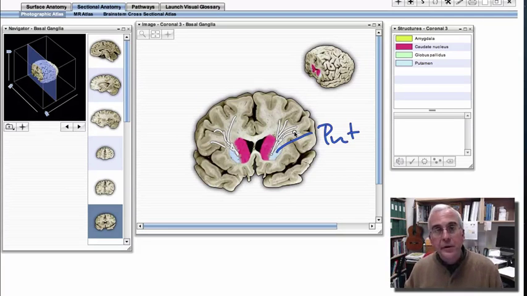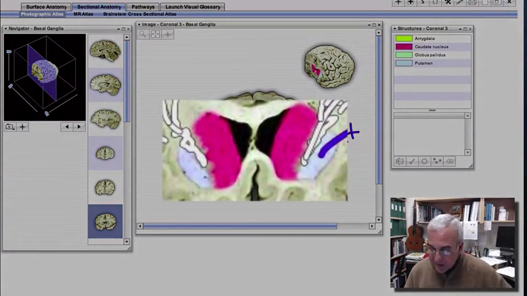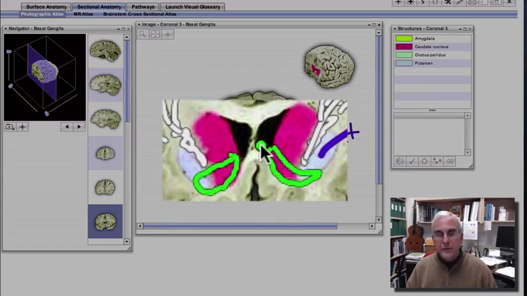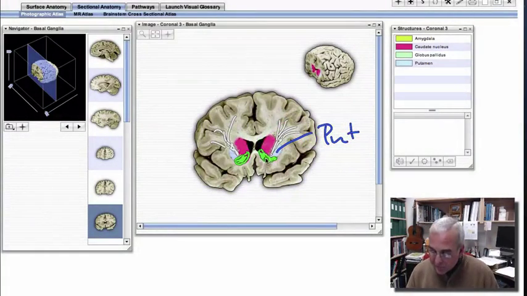Now, not labeled here in Sylvius, although we certainly could have, would be the nucleus accumbens. So let me just highlight that region of the nucleus accumbens. It's basically the ventral part of the striatum where the caudate nucleus and the putamen wrap around and come together just inferior to this anterior limb of the internal capsule. So this is roughly where we would find our nucleus accumbens.